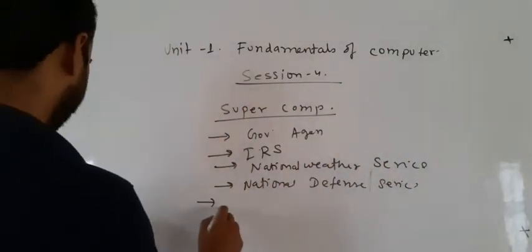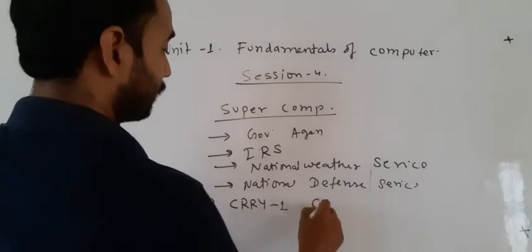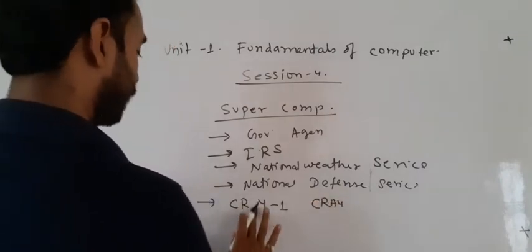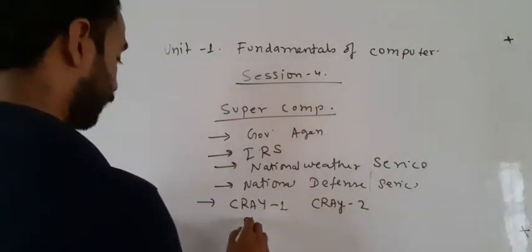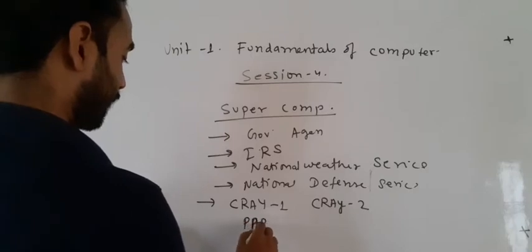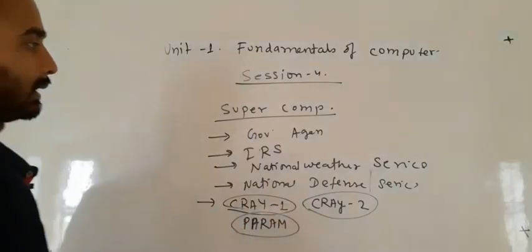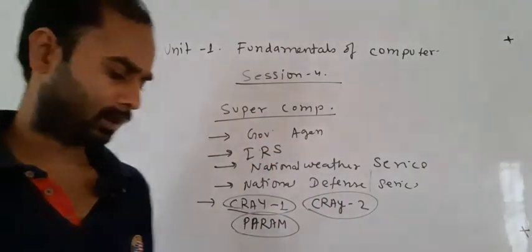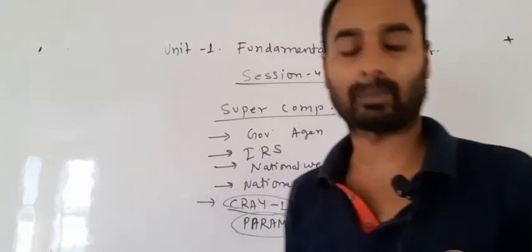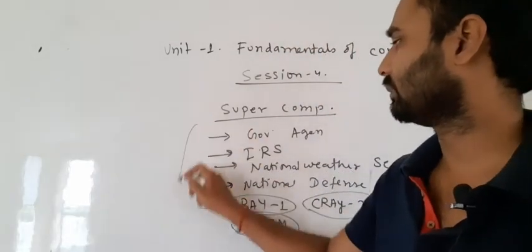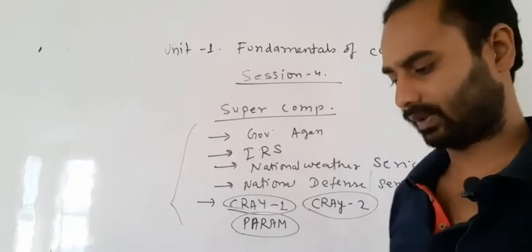Examples of supercomputers are Cray, C-R-A-Y: Cray 1, Cray 2, and Param, P-A-R-A-M. These are examples of supercomputers. The cost of a supercomputer is very high, approximately 3 to 5 crores for one computer, and these are not generally used for our services. These are used for space agencies, research agencies and medical services.